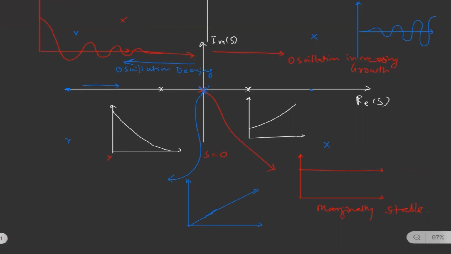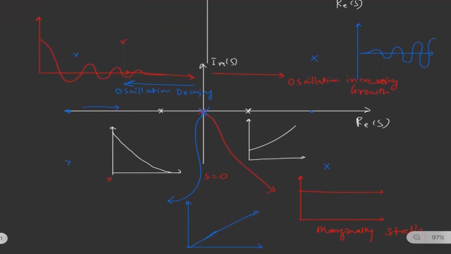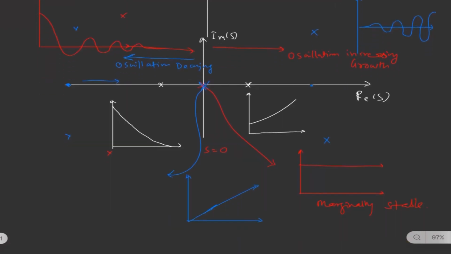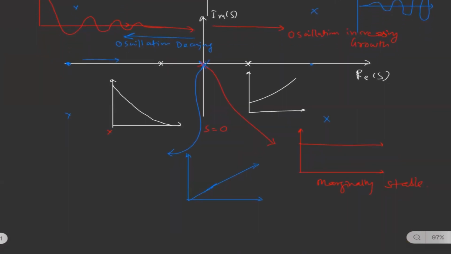So this is how the response yields based on the location of the poles in the S-plane. This is a very, very important concept, and based on the location of the poles, we can design the control. If all the poles, or even one of the poles, lie on the right-hand side, with the application of the control algorithm we can make that system stable in closed loop.